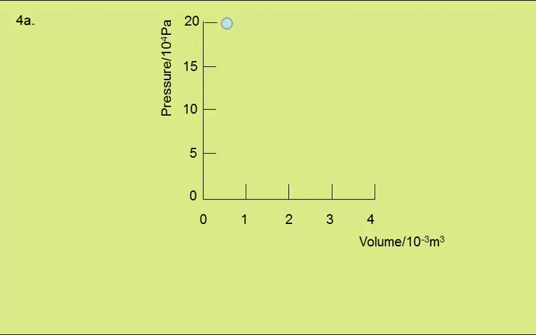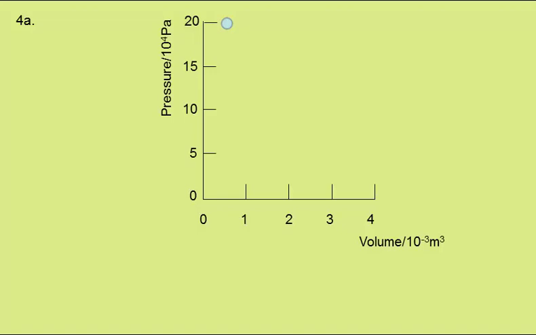In question 4 we have a cylinder with a gas-type piston containing an ideal gas at a constant temperature of 290 Kelvin. The pressure inside the cylinder is 20 times 10 to the 4 pascals with a volume of 0.5 times 10 to the minus 3 cubic meters.